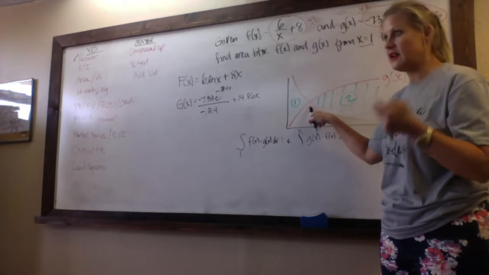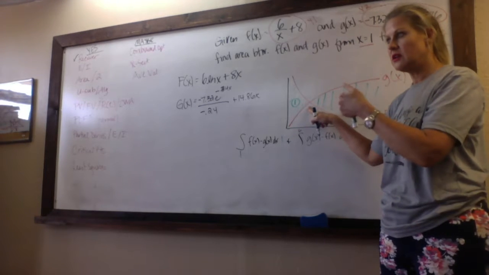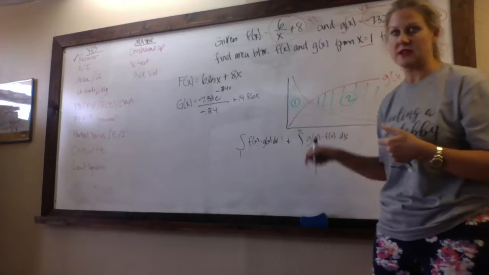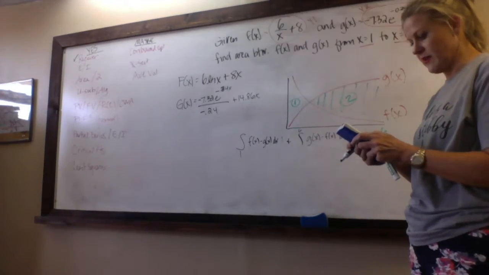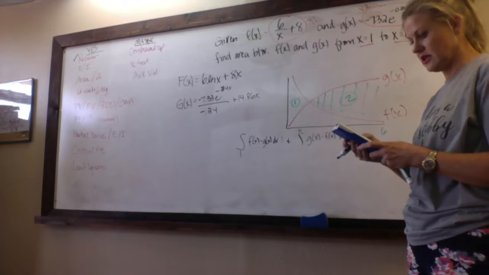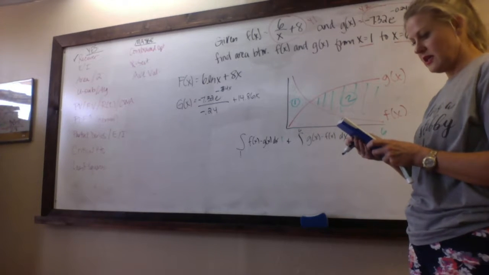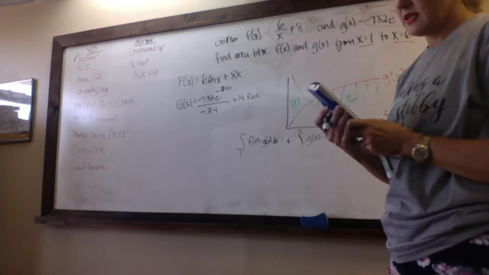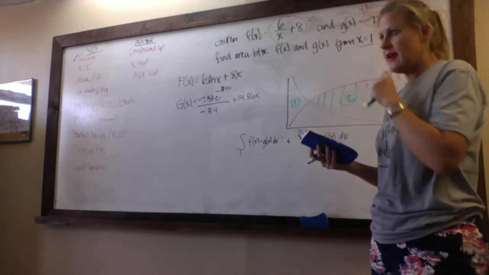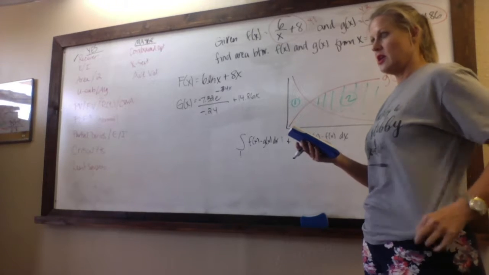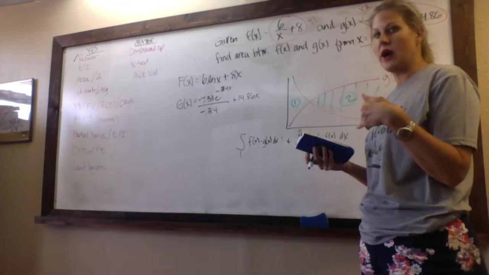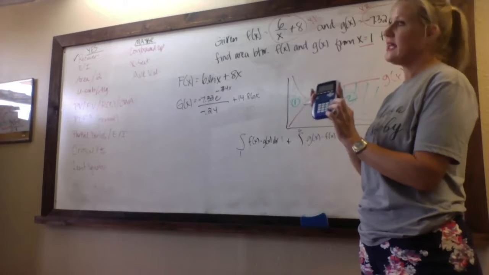And the way you do that is you hit second calc and you select intersect. Second calc, second trace, however you want to think about it. Second calc, intersect, and it's going to arbitrarily drop the cursor on whatever you have stored in y1, and it's going to say first curve, and I say yes.